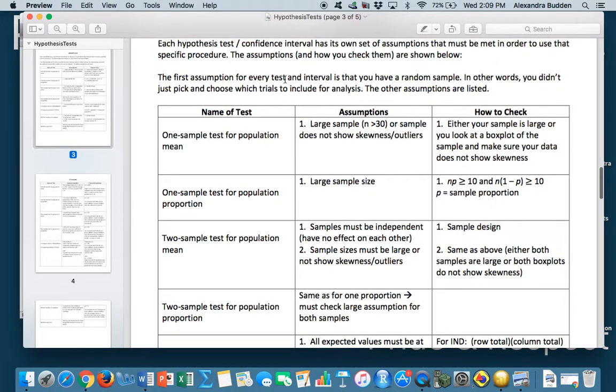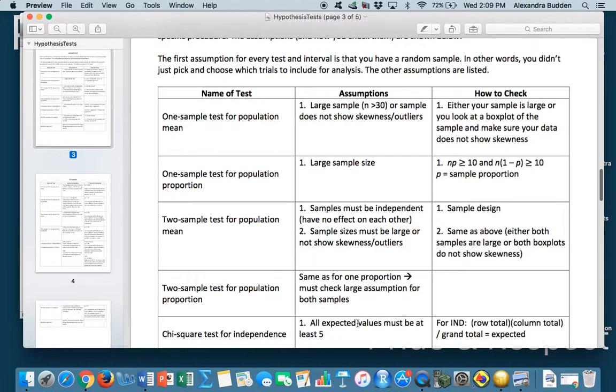The first assumption that has to be checked for every test or interval is that you have a random sample. This is going to be the case unless you skewed your study some way or you had a poor study design. Now, the assumptions for the two-sample test for proportion are the same as the one-sample test for proportion, except that the assumption has to be checked for both samples. So both samples have to be large. You have to check that np is at least 10 and n(1 minus p) is at least 10.